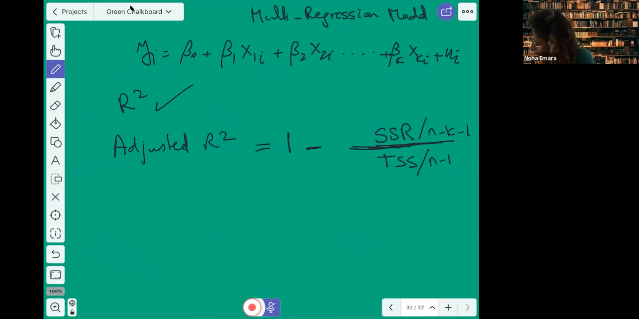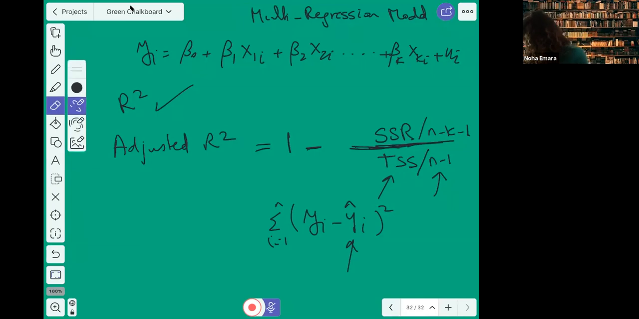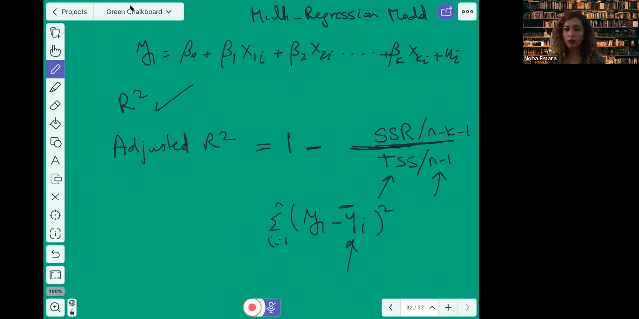So why do I have n minus 1 here? Because if I open this one up, it has the sum of y_i minus y bar squared. Sorry, it's my mistake, this is y bar. So it has just one parameter to be estimated, which is y bar, the mean of y. That's why we're just subtracting one. That stands for the adjustment of degrees of freedom, because I'm losing information for estimating the mean of y.